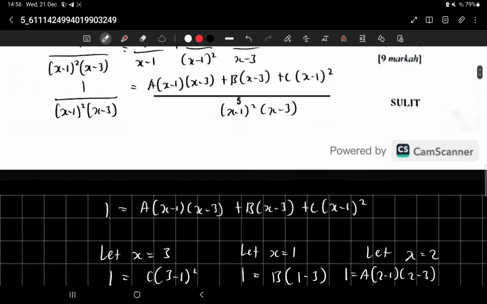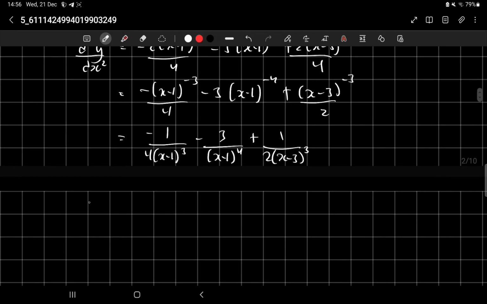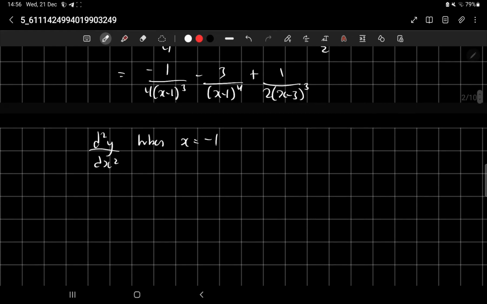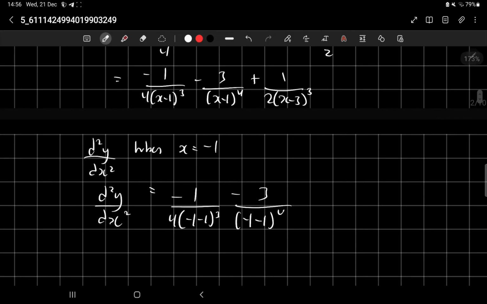So it wants us to find the second derivative when x is negative 1. Okay, so no problem. d2y over dx2 when x is negative 1. Is that the requirement? Yes, x is negative 1. So the second derivative of this particular function, we should get negative 1 over 4 times (negative 1) to the power 3 minus 3 over (negative 1 minus 1) to the power 4 plus 1 over 2(negative 1 minus 3).